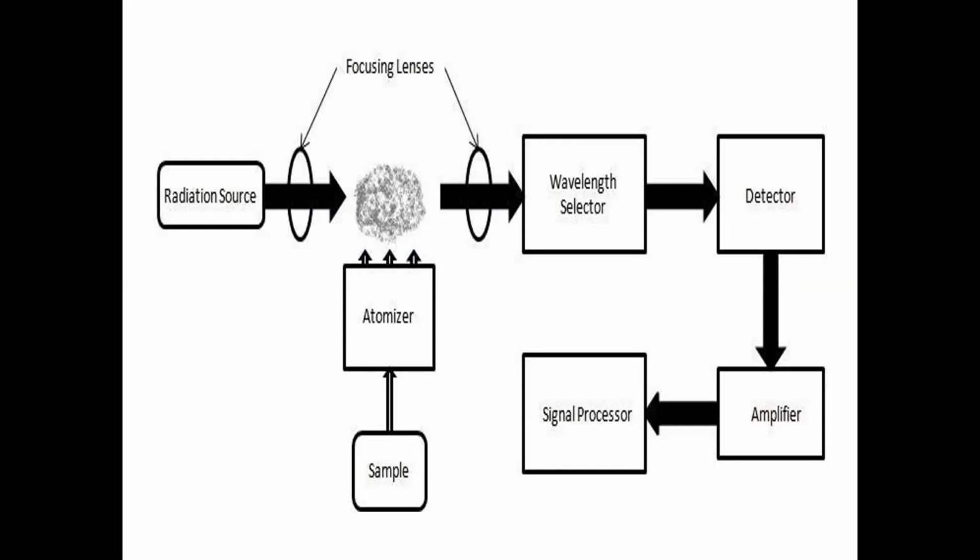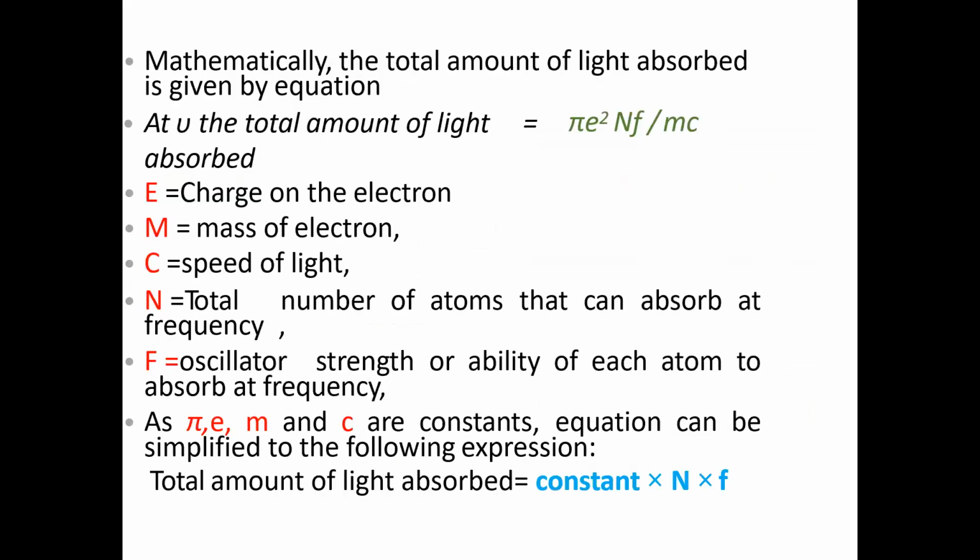So there is a radiation source. The amount of light absorbed by the element is given by the equation: πe²Nf / mc. Here e is the charge of the electron, m is the mass of the electron, c is the speed of light, N is the total number of atoms, and f is the oscillator strength.